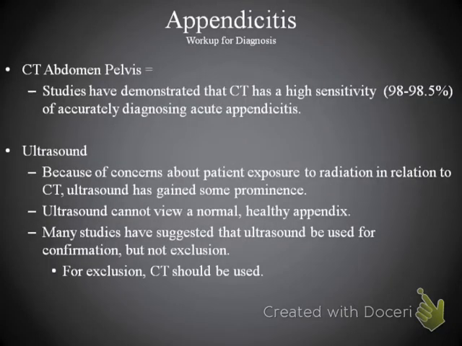So now we come to CT abdomen pelvis. Studies have demonstrated that CT has a high sensitivity, 98 to 98.5%, of accurately diagnosing acute appendicitis. The question here is, how do you actually perform a CT abdomen pelvis? Is it solely without contrast, or is it with oral contrast, or is it with IV only, or is it with both? Every physician seems to have a different method for wanting to look at appendicitis.